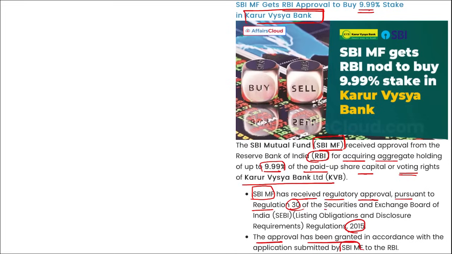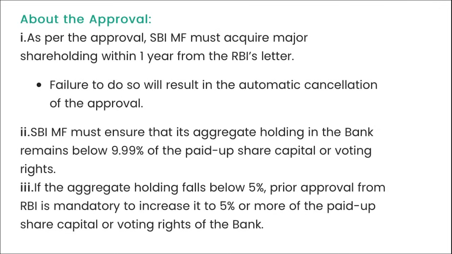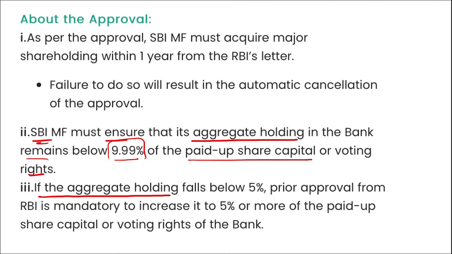As per the approval, SBI Mutual Fund must acquire the major shareholding within 1 year from the RBI's letter, and failure to do so will result in the automatic cancellation of this approval. Here you can see SBI must ensure that its aggregate holding in the bank remains below 9.99% of the paid up share capital or voting rights, and if the aggregate holding falls below 5%, prior approval from RBI is mandatory to increase it to 5% or more of the paid up share capital or voting rights of the bank.